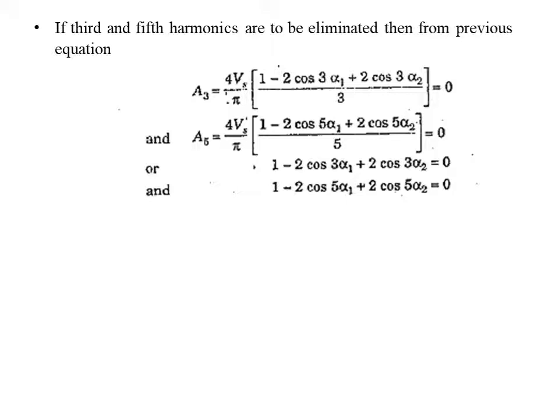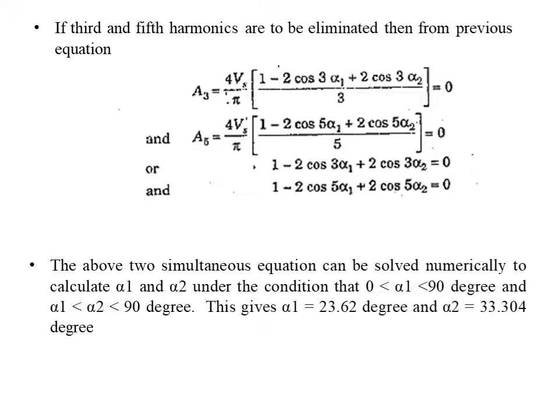Similarly, A5 will be equal to 4 Vs divided by pi into (1 minus 2 cos 5 alpha 1 plus 2 cos 5 alpha 2) divided by 5, which will be equal to 0. So 1 minus 2 cos 3 alpha 1 plus 2 cos 3 alpha 2 must be equal to 0, and 1 minus 2 cos 5 alpha 1 plus 2 cos 5 alpha 2 must be equal to 0.